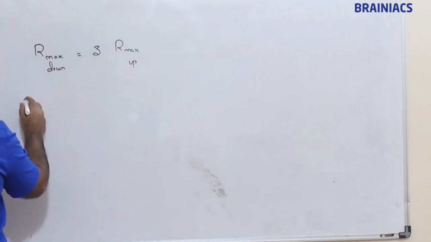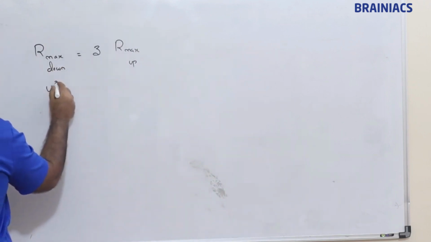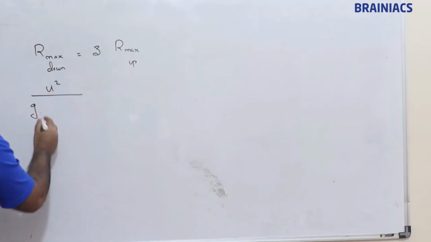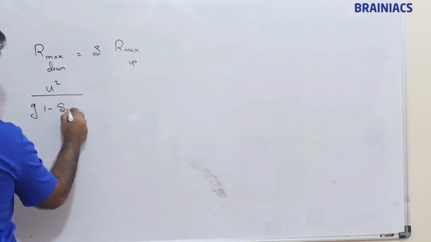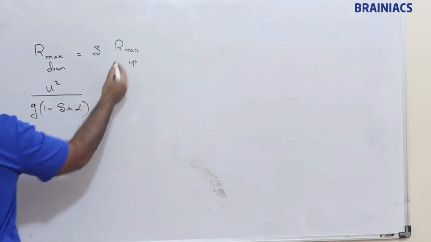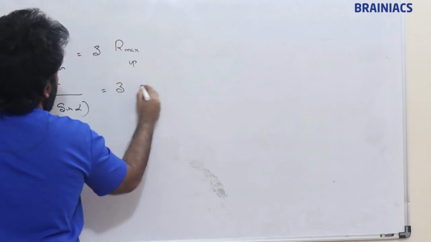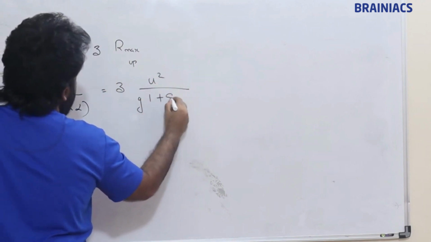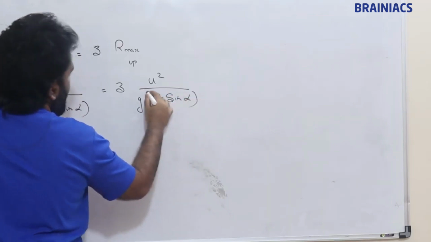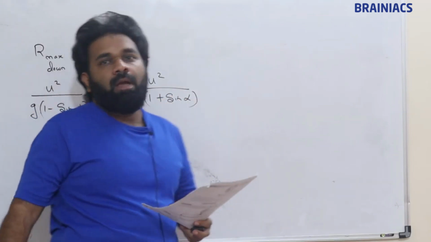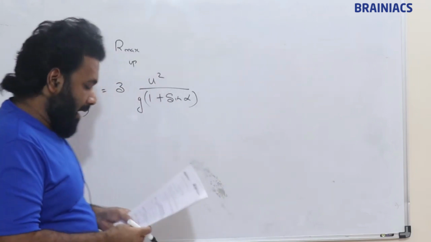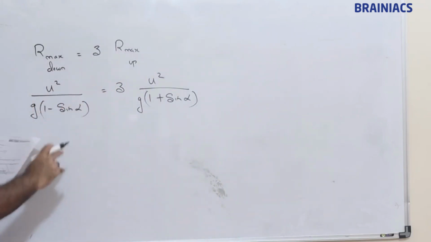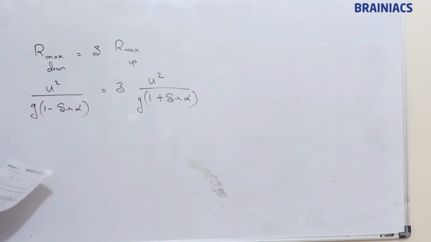So down the inclined plane, we know this is equal to u square by g into 1 minus sine alpha, and this is equal to 3 into u square divided by g into 1 plus sine alpha, and this alpha is the angle of inclination, the angle of the inclined plane. Now just solve this, we will be getting the correct answer.